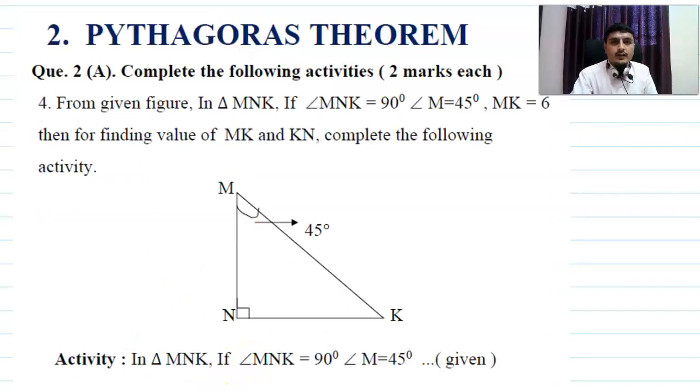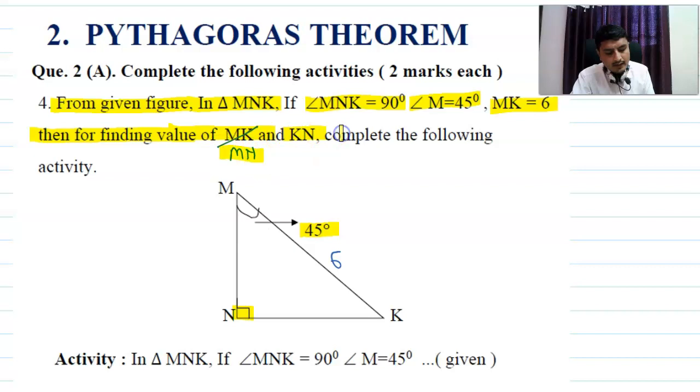Now the next activity, activity 4, is from the given figure: angle N equals 90 degrees and angle M equals 45 degrees, and MK equals 6. So let's put the value of MK on the figure, that is 6. Here MK is already given. For finding the value of MN and KN, complete the following activity.